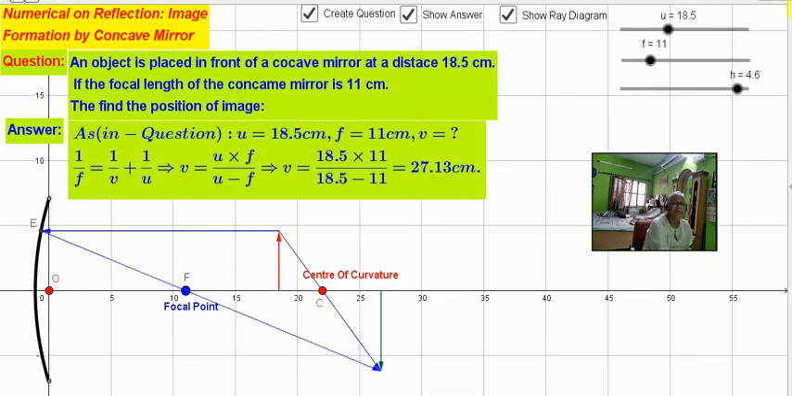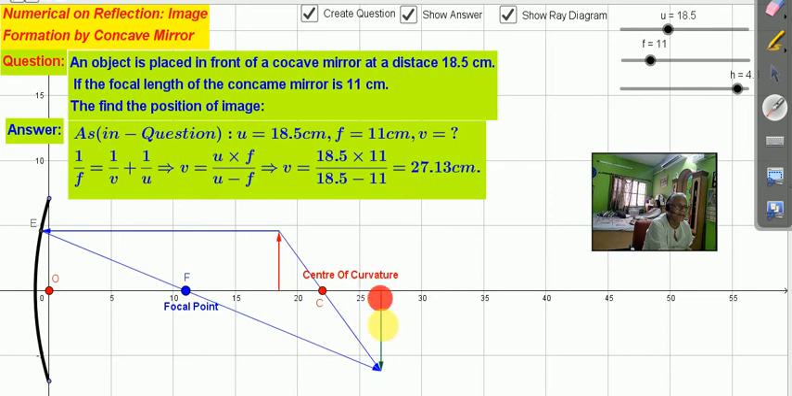It's a concave mirror here. This is a concave mirror, and this is an object, and this is image formation. I have created a problem. So I am switching off all these things. Let us start from the very beginning.